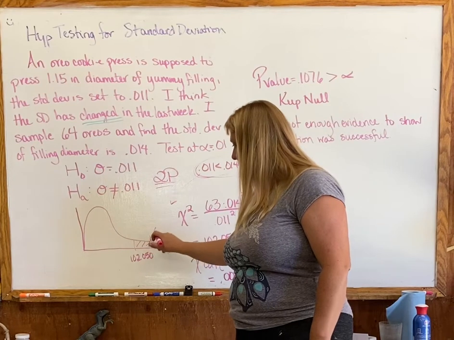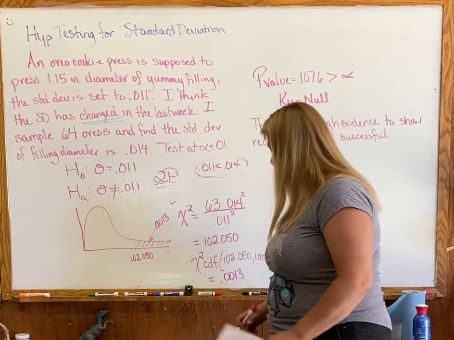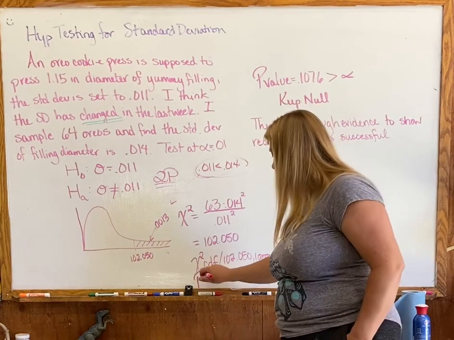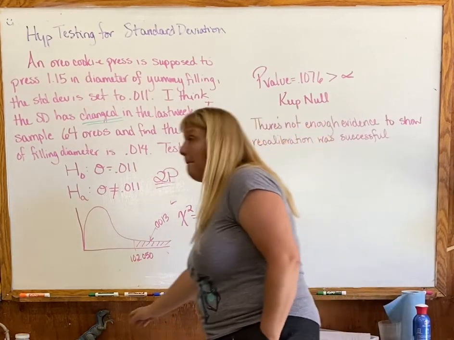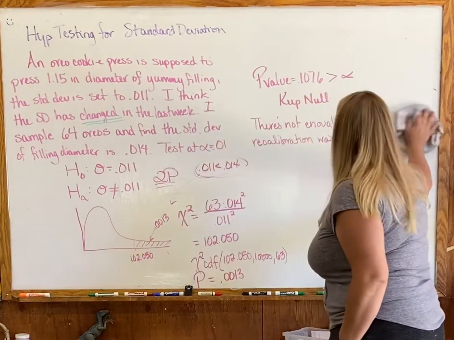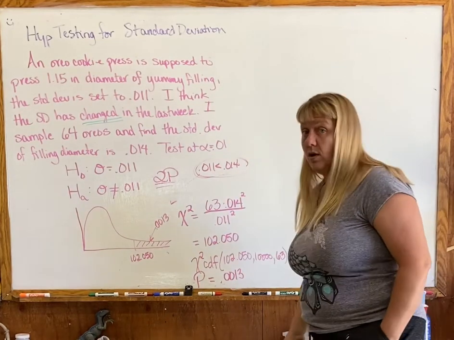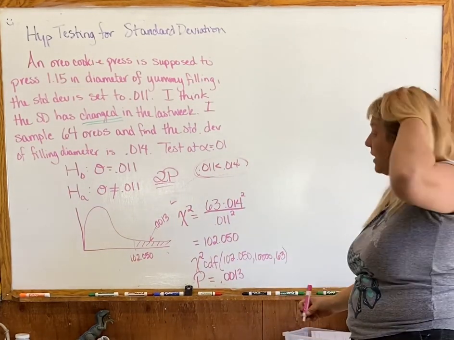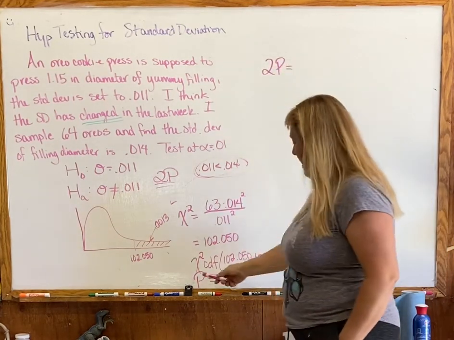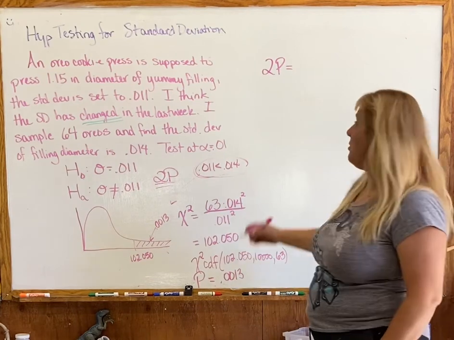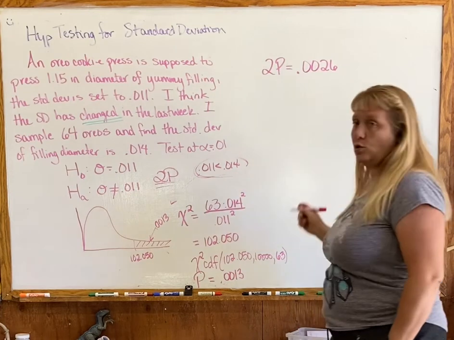And that's that area, 0.0013. But that's also our p-value, isn't it? So our p-value is 0.0013. But what do we want? We don't just want our p-value, do we? We need 2p. So if our p-value is 0.0013, then our 2p is going to be 0.0026.